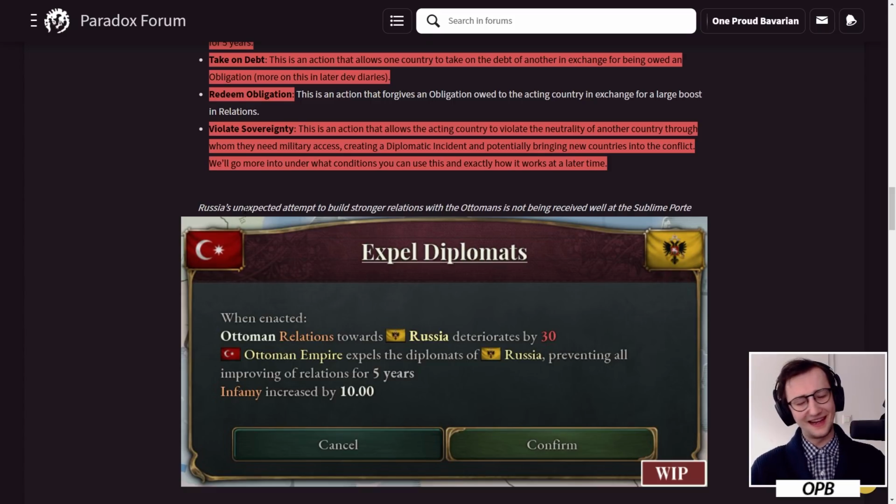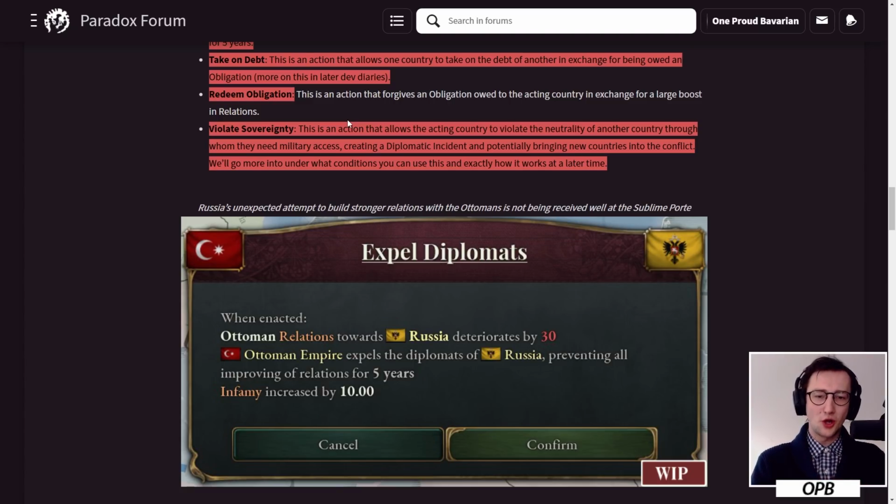Now here we go. Hey, listen, I already know the memes and the comments. I'm going to say it before you can write it, okay? Oh, the German interested in violating sovereignty? Oh, this is a classic Belgium moment. Listen, I know, okay? This is an action that allows the acting country to violate the neutrality of another country through whom they need military access, creating a diplomatic incident and potentially bringing new countries into the conflict.